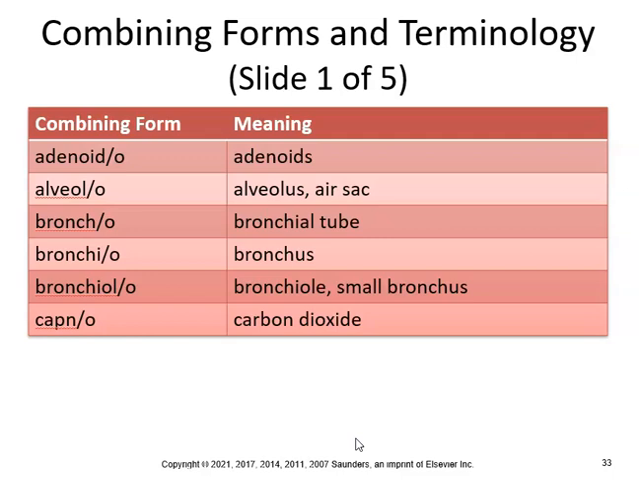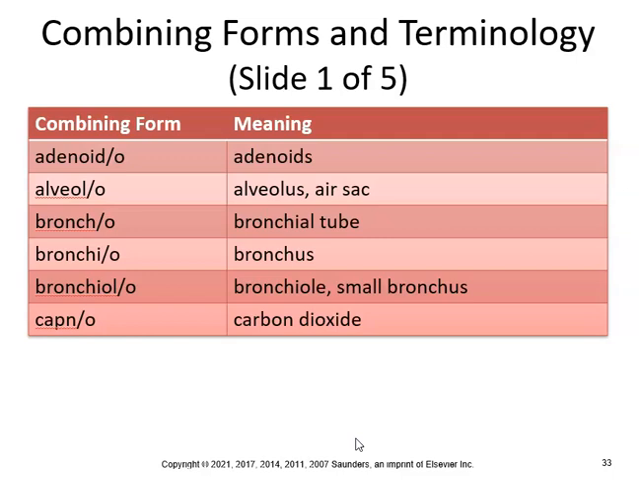Alveola is alveolus, or alveolar is pertaining to air sacs. Bronchial tube, what about a bronchospasm? So a bronchospasm is involuntary contraction of muscles in the walls of the bronchial tubes. Or bronchi means bronchus, so bronchiectasis would be dilation of the bronchial tubes. What about bronchiolitis? That would be inflammation of the bronchioles.